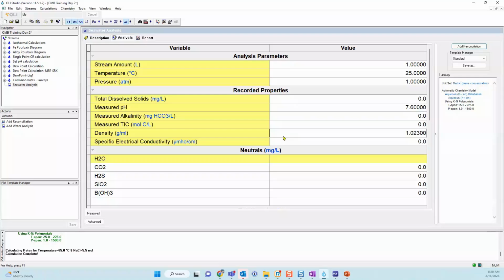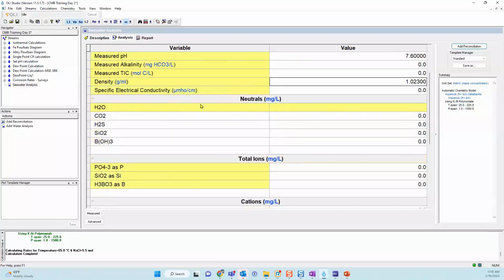Okay, so there are more sections here. This is what I was saying. Neutrals means molecules, like we have been doing so far. But in some cases, it's reported that in produced water you have CO2 dissolved, H2S dissolved, silica, boric acid, oxygen, etc. We don't have any of those. It wasn't reported, so we don't enter any value.